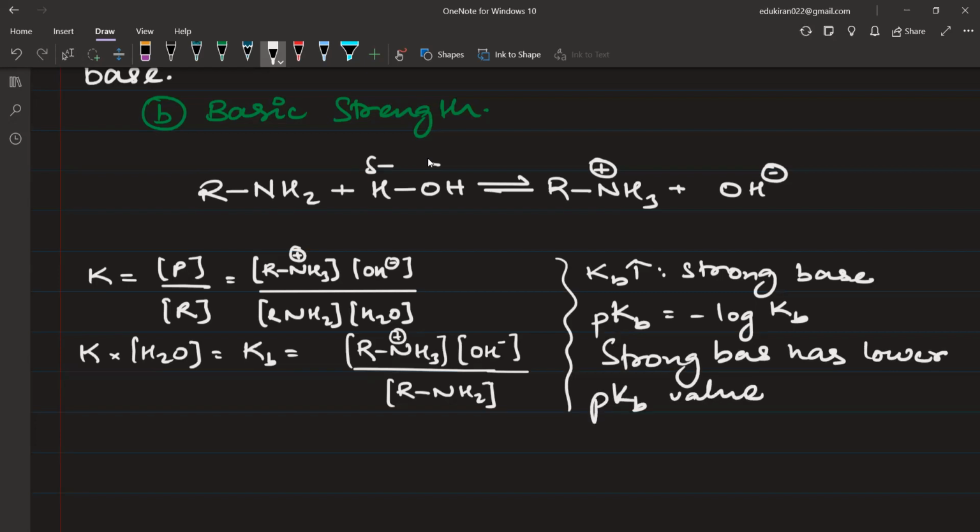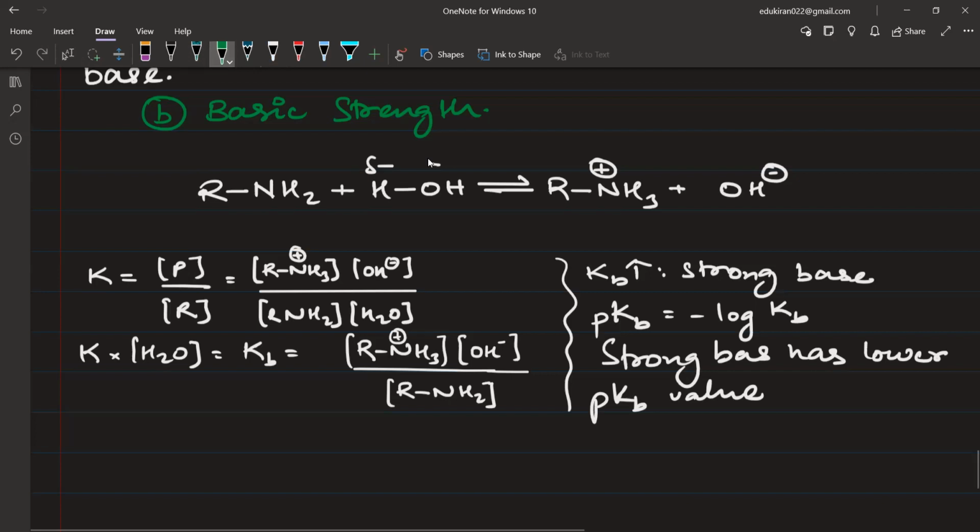Why? Because if you have a strong base, Kb will be high. If Kb is high, negative of Kb will be what? Negative of Kb will be low, right? Whether it is log or not log. If Kb is high, log of Kb will be high, but minus log of Kb will be lower, right? It will become that much more negative.